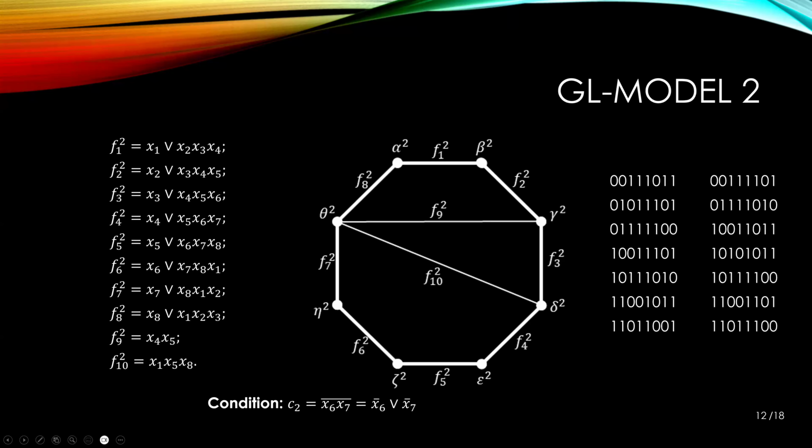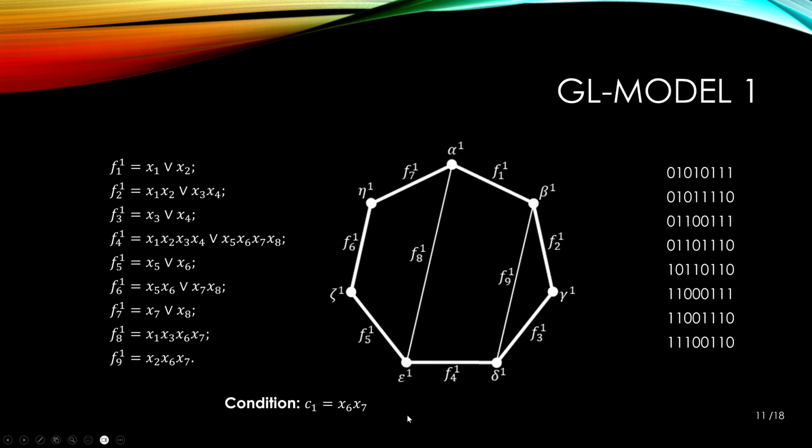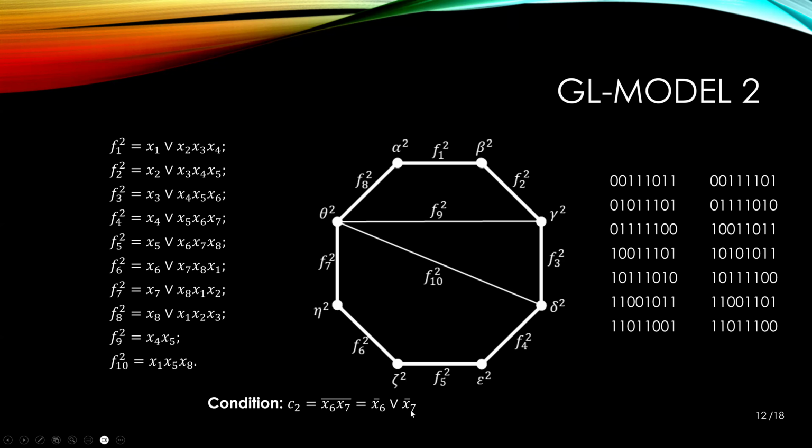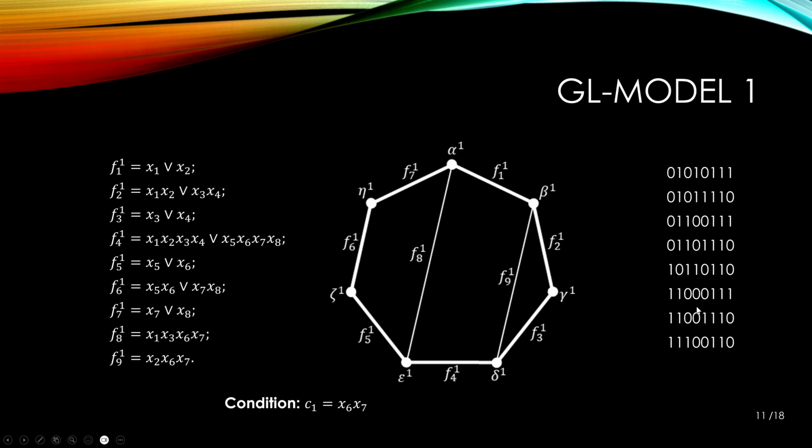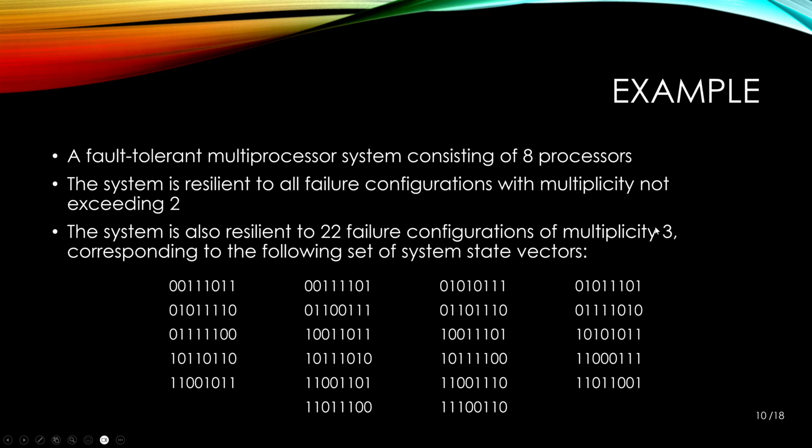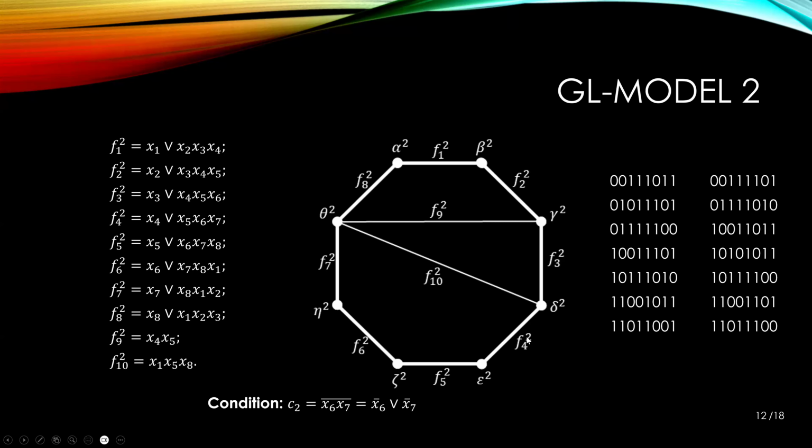And in addition, we can see that among the conditions C1 and C2, I mean this one and this one, exactly one is always true for any system state. We can also see that the union of these sets of vectors, this one and this one, exactly corresponds to the considered system, that is, to this set of 22 vectors. So combining both models allows us to construct the GL model of the system.